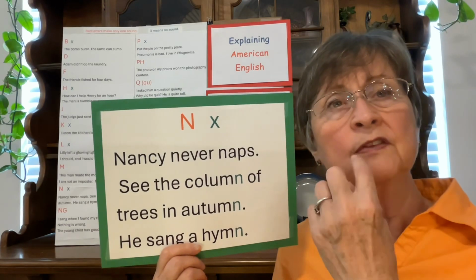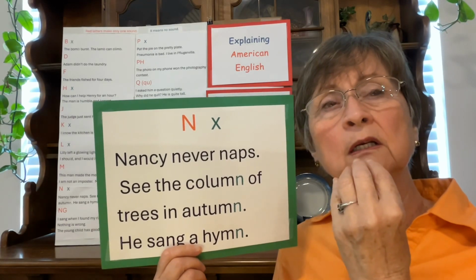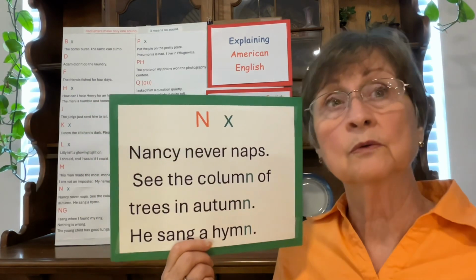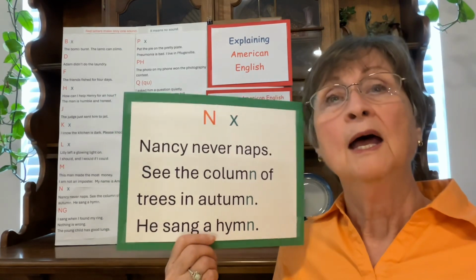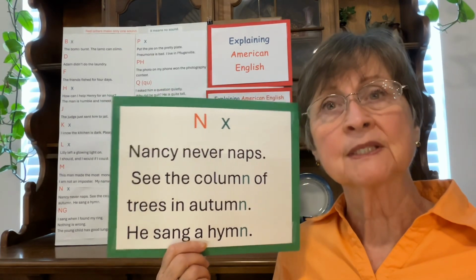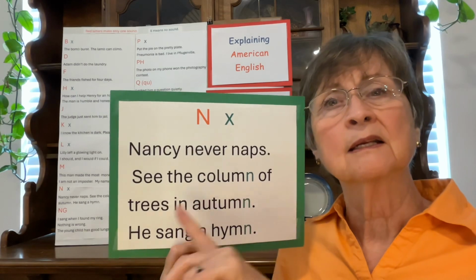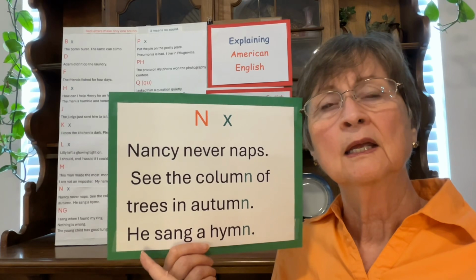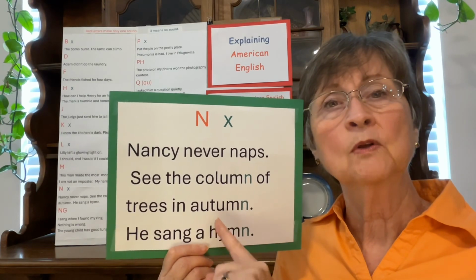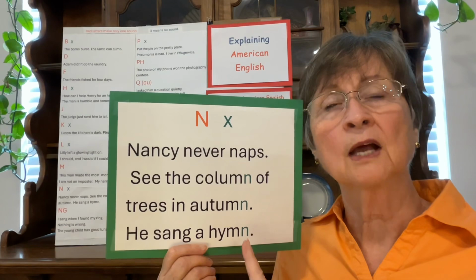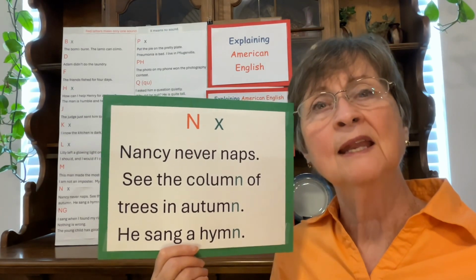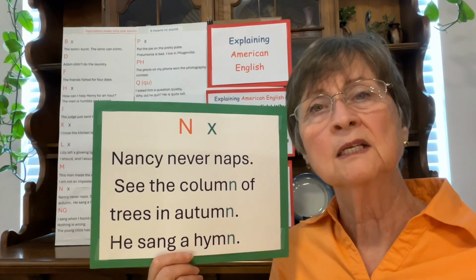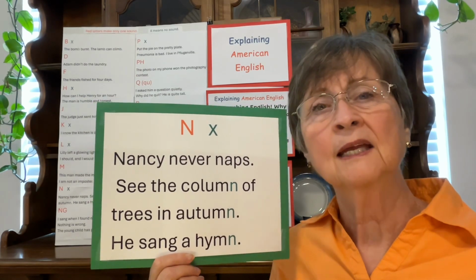N. N is with the front of the tongue up against the top of the mouth, close to the front. No air gets out. It comes out through the nose, rumbles in the head. Nancy never naps. And it can be silent. See the column of trees in autumn. He sang a hymn. When you have MN at the end of the word, the N is silent. Say it with me. Nancy never naps. See the column of trees in autumn. He sang a hymn.